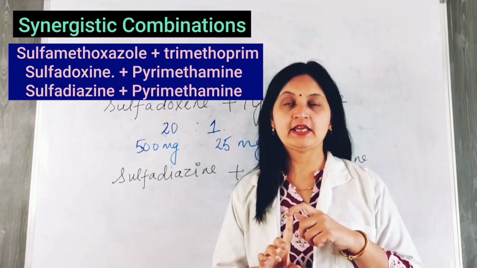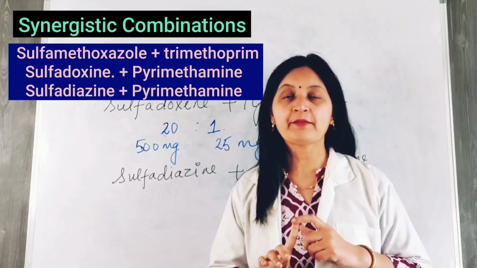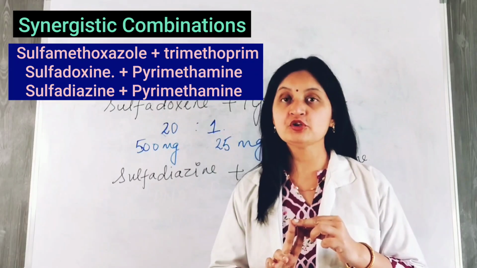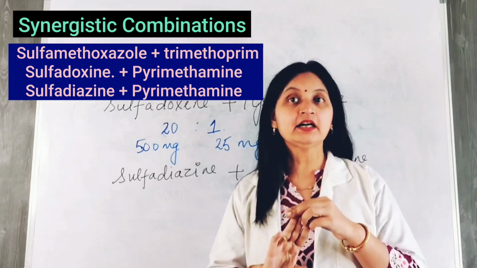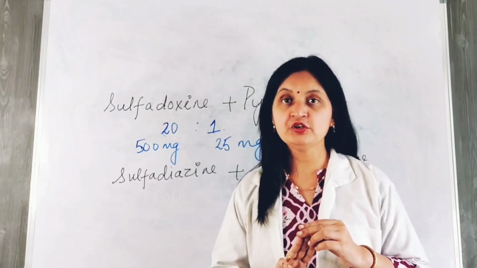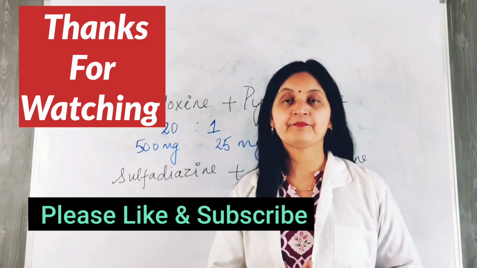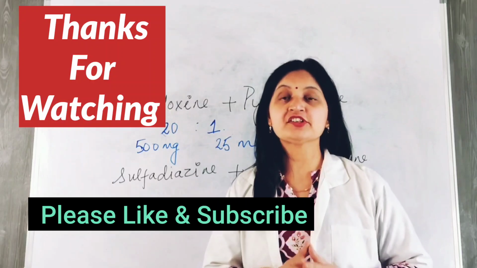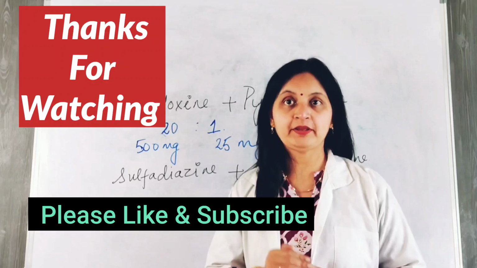So to sum up, there are 3 types of synergistic combination. The first combination is sulfamethoxazole and trimethoprim, which is also known as co-trimoxazole. The second combination is sulfadoxine and pyrimethamine, which is used for the treatment of chloroquine resistant falciparum malaria. The third combination is sulfadiazine and pyrimethamine, which is used for the treatment of toxoplasmosis, which is a protozoal disease. So we have discussed the classification, the mechanism of action, and various synergistic combinations of sulfonamides with pyrimethamine and trimethoprim.